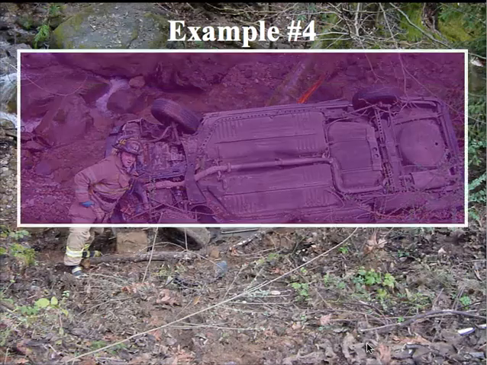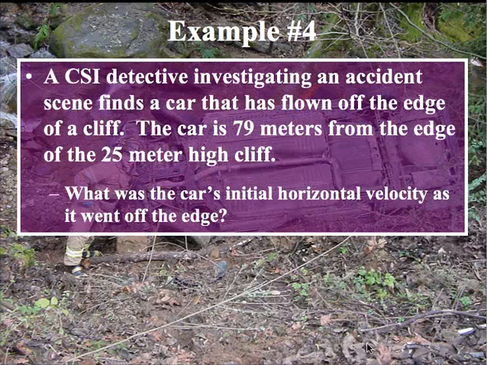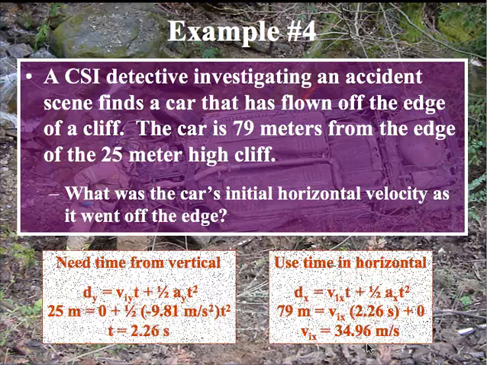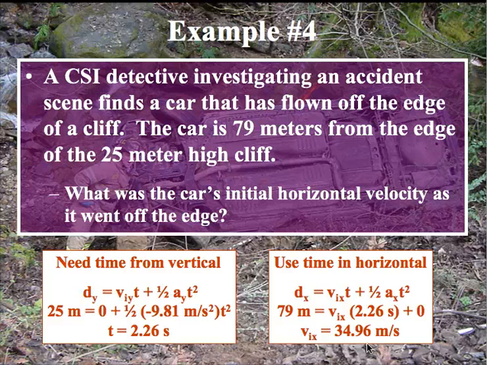Finally, here's a CSI for those CSI fans. A CSI detective investigating an accident scene finds a car that's flown off the edge of a cliff. The car is 79 meters from the edge of the 25-meter high cliff. What was the car's initial horizontal velocity as it went off the cliff? Believe it or not, crime scene investigators, these forensic guys, use their physics to help them. So if we know it had to fall 25 meters, we use that to find the time. It was falling for 2.26 seconds. And therefore, if it traveled 79 meters in that 2.26 seconds, it must have been traveling horizontally at 34.96 meters per second when it left the cliff.